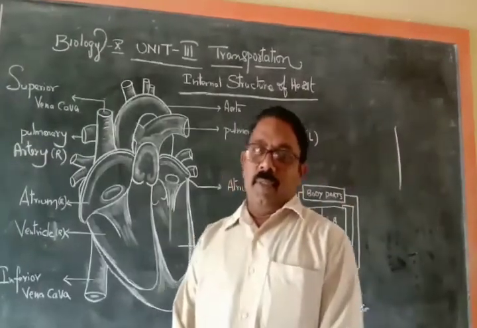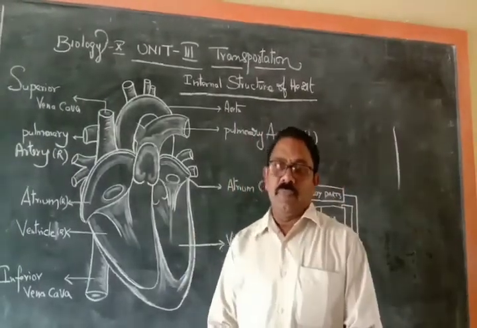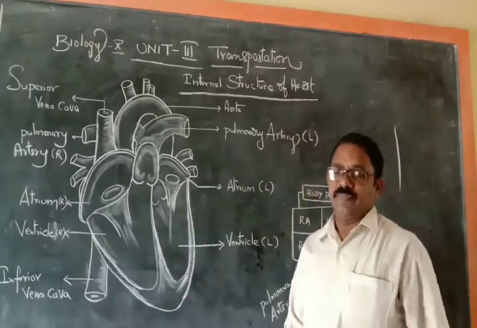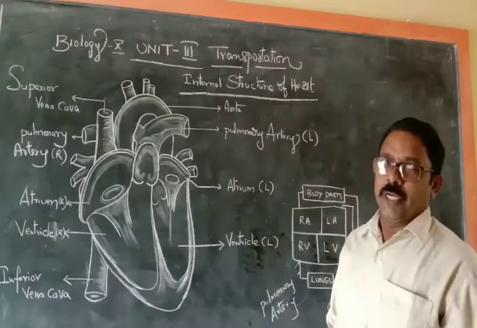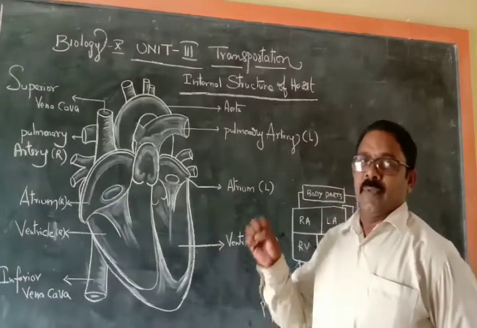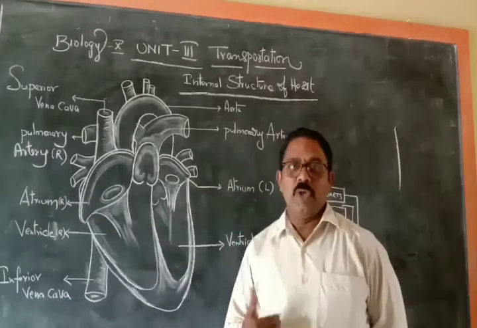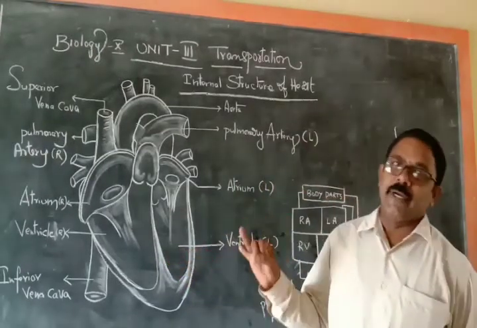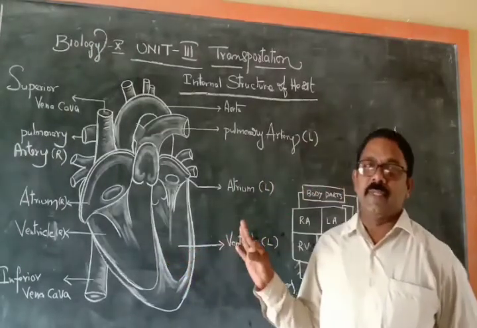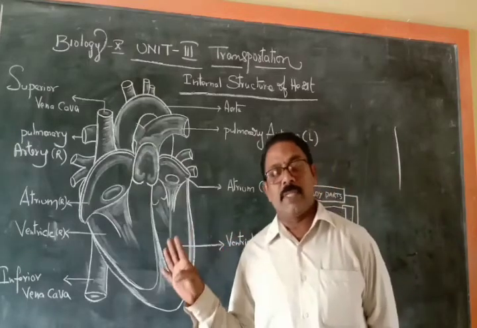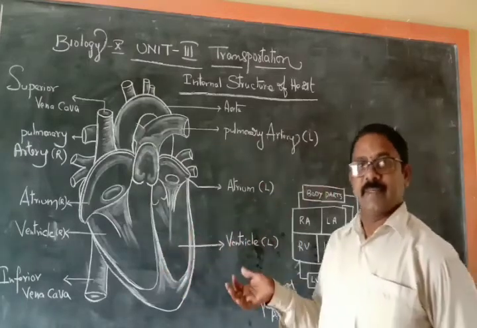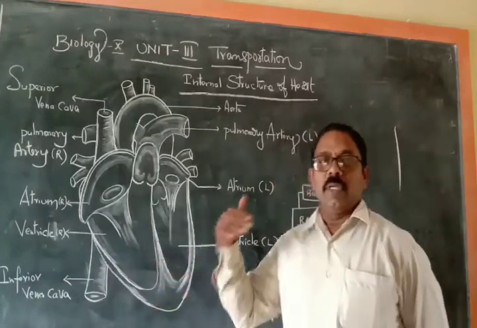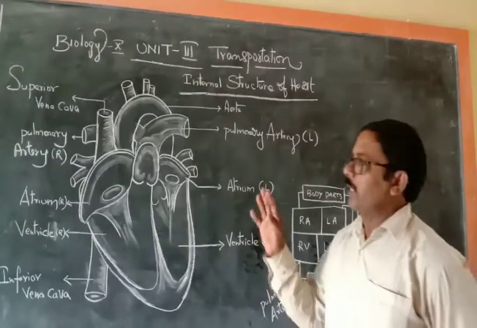Already you know the human body has different kinds of systems. You read in previous classes, what types of systems are present in the human body? Nervous system, respiratory system, digestive system, transport system, excretory system, and so on. Every system is dependent upon a particular organ.